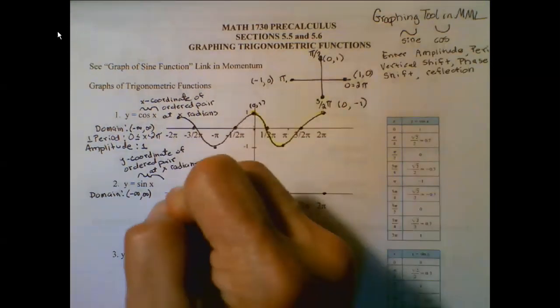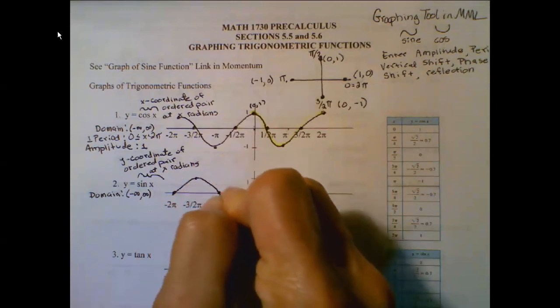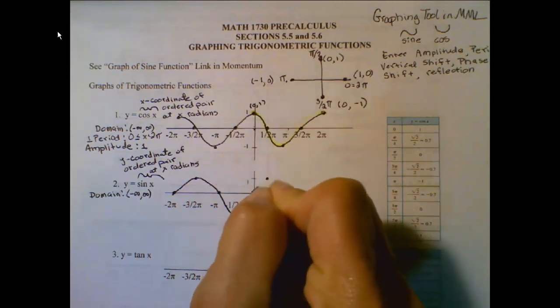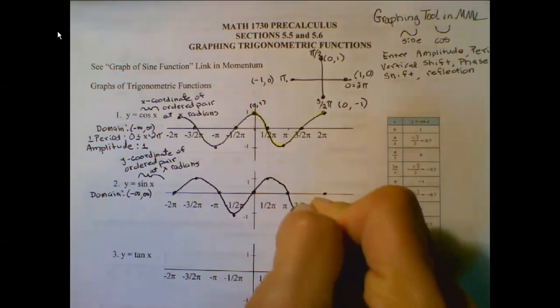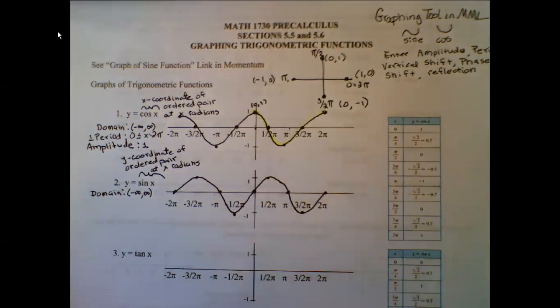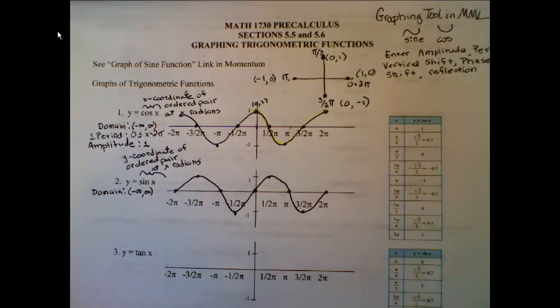And we can graph or plot those points, connect those points is what I'm trying to say. And we have a pretty good graph of sine x, which looks a whole lot like the graph of cosine x, except it's been shifted over pi over 2 radians. I'll say more about that later.